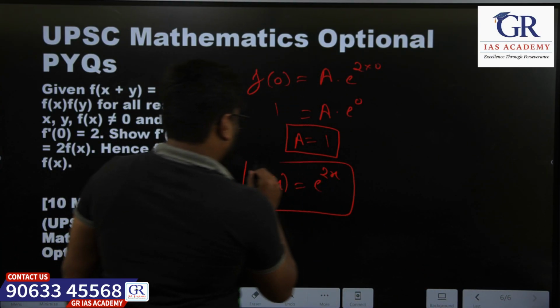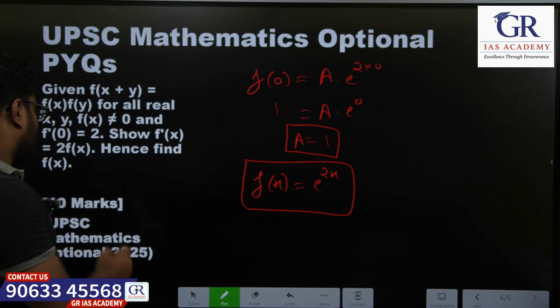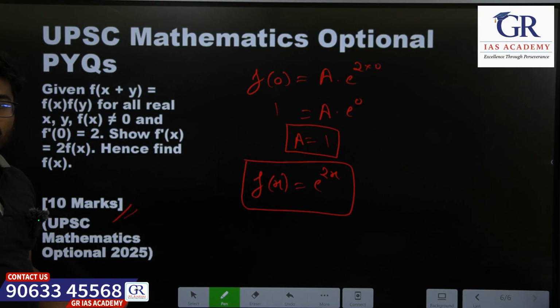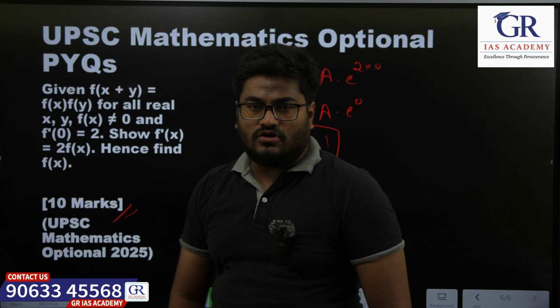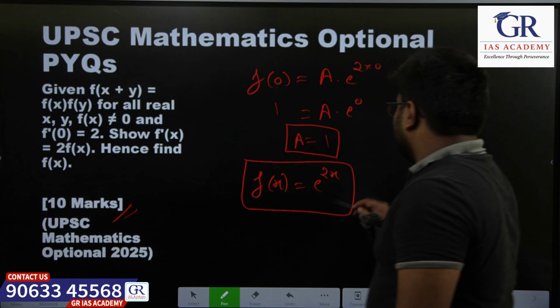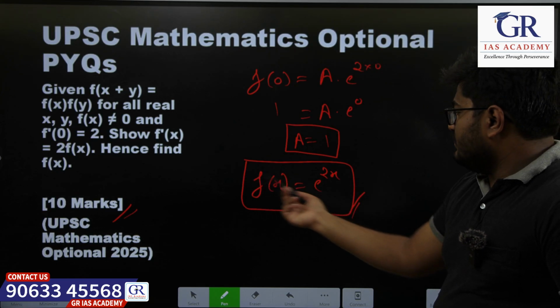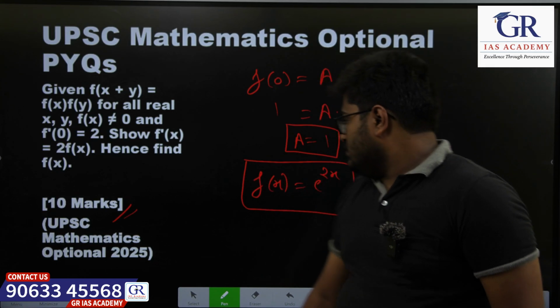We got the equation. This question is for 10 marks and it appeared in the 2025 mathematics optional paper. So we got the answer: f of x equals e power 2x. So that's it.